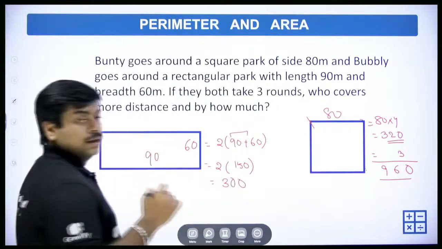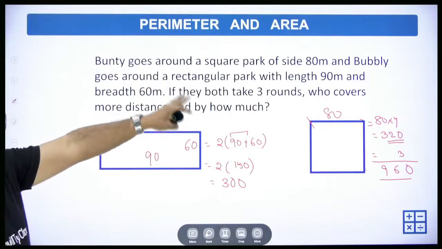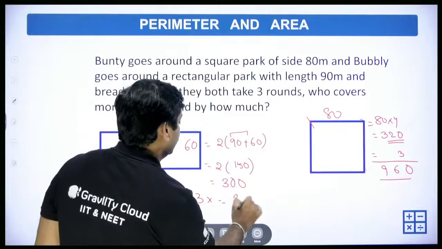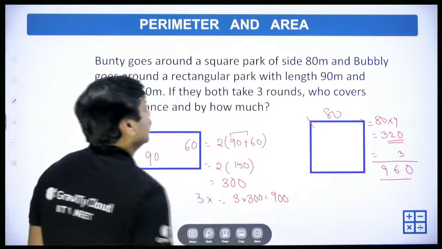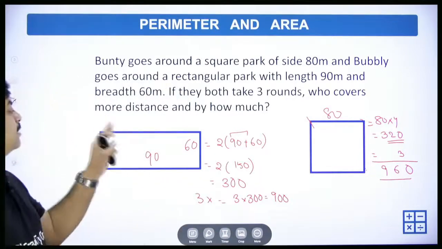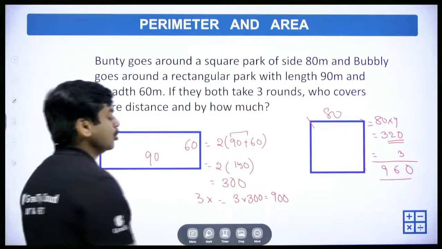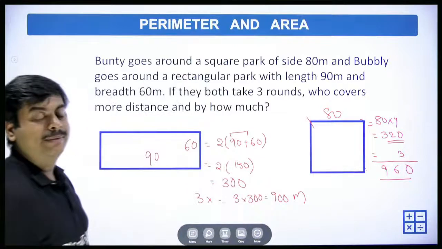So this is for one round, right? But in total they take 3 rounds. For 3 rounds, 3 into 300, so that becomes 900 meters for the rectangle with length 90 meters and breadth 60 meters. So it is 960 meters for the square and 900 meters for the rectangle.